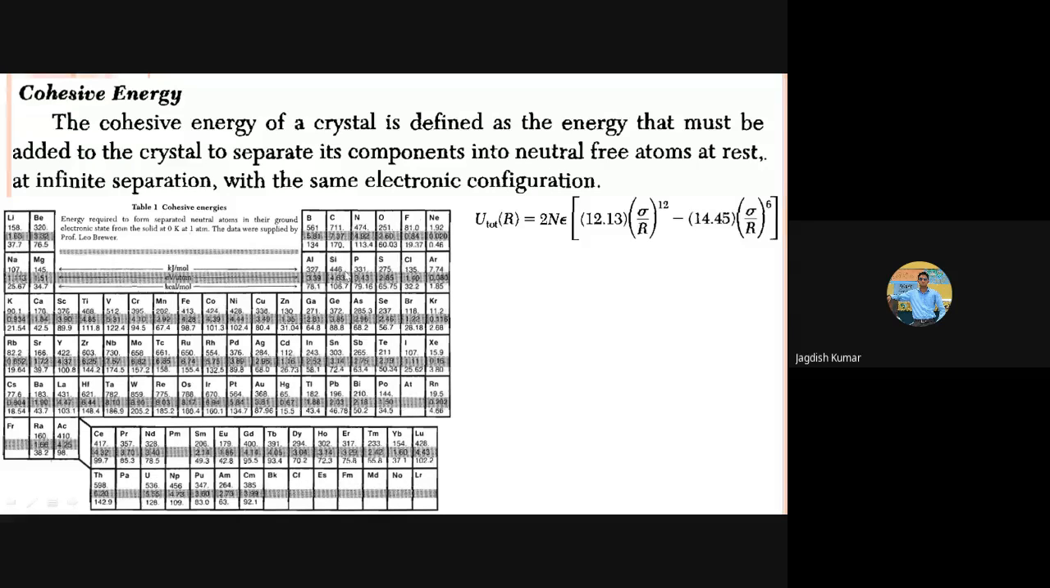So if you see the cohesive energy for something like carbon in diamond structure, that is something like 7.37 electron volt per atom. Now you can compare the cohesive energy of neon in comparison to carbon. And neon cohesive energy is very, very less, 0.02 electron volt per atom. So now from here you can guess how weakly these inert gas crystals are actually bound.